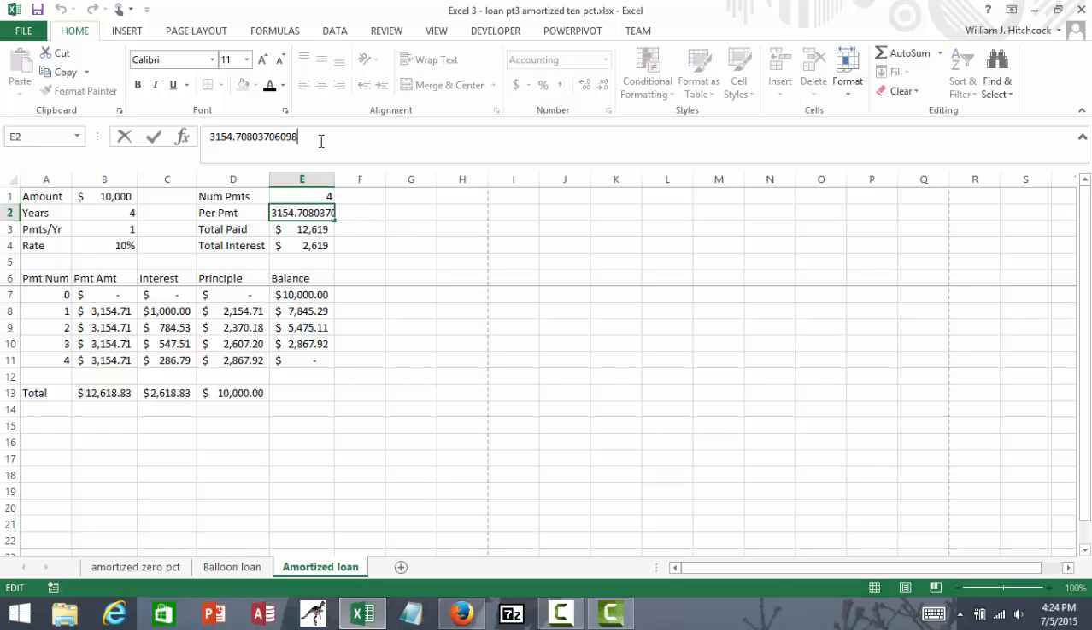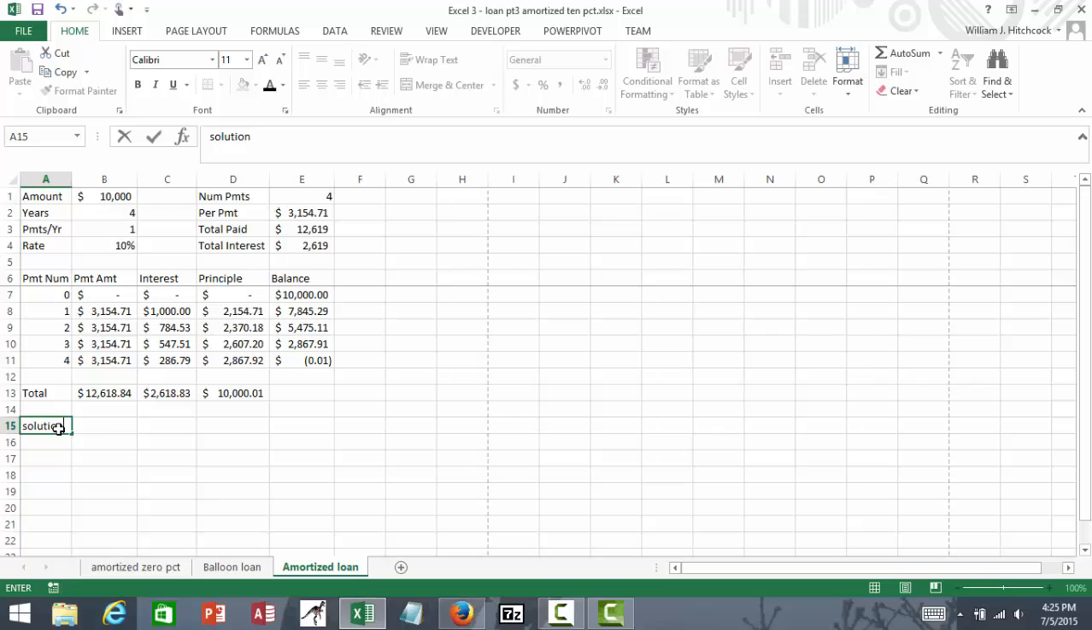And if you look up in the formula bar, you can see actually it's carried out to a whole bunch of decimal places. So you could argue that really if you were writing checks out, the bank isn't going to take checks for fractions of cents. So we really should make it $3,154.71, and we end up overpaying by a penny, and the bank would adjust it on that last payment that we make. So that's option number 1.